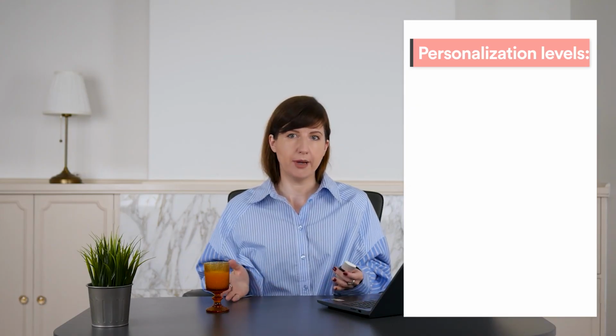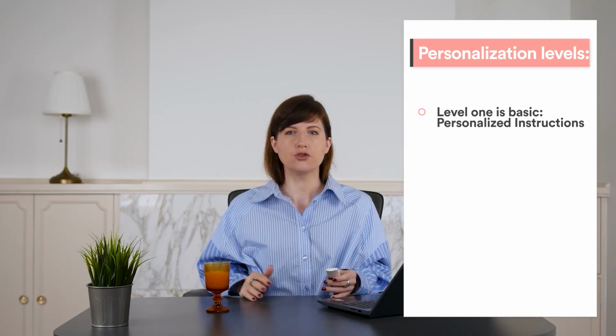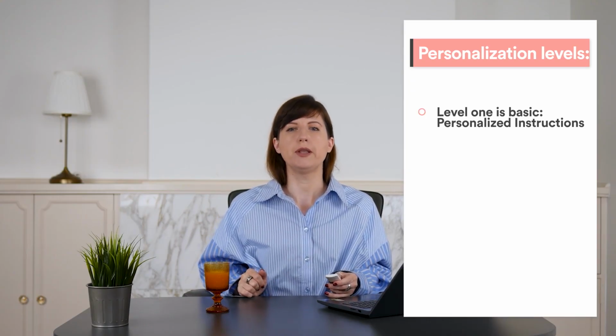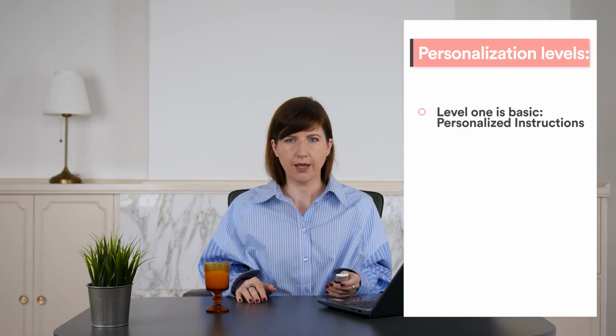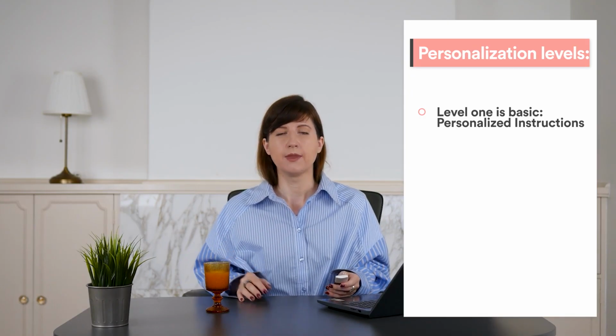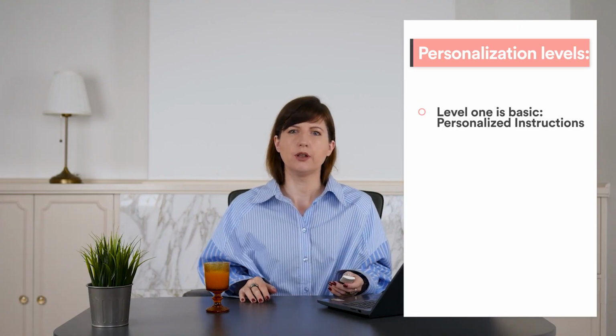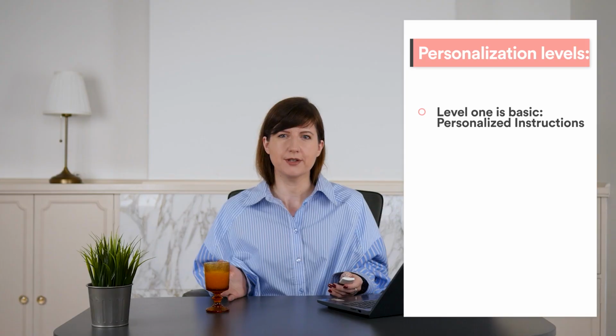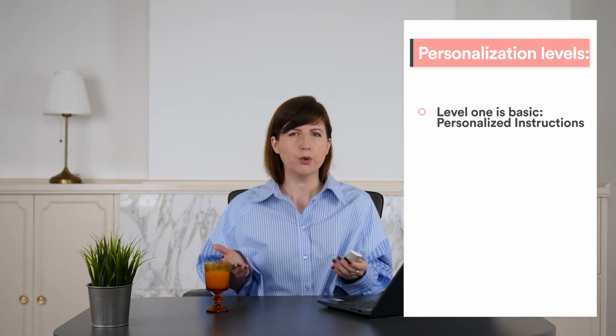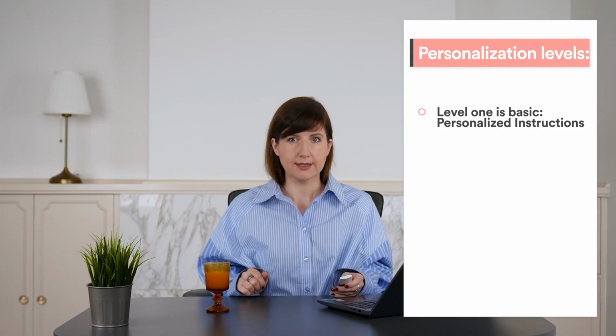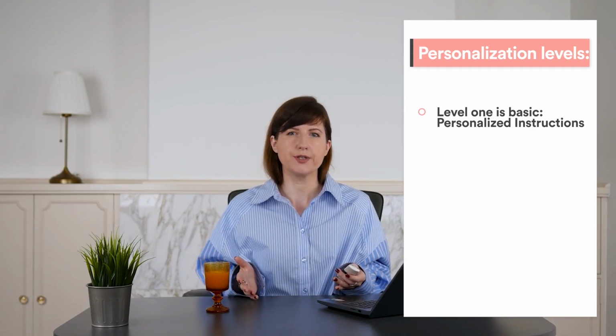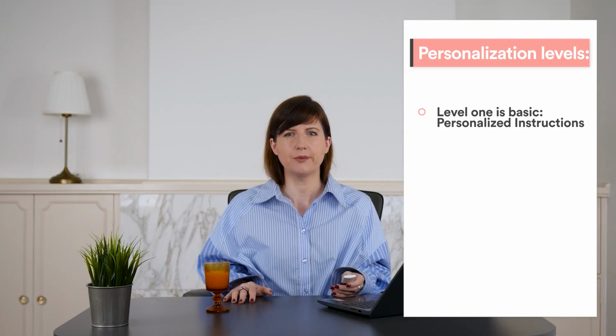Level 1 is basic, personalized instructions. You tell Gemini how you want it to behave every single time. Always be professional, always format answers as bullet points, whatever works for you. It saves you from repeating yourself in every single prompt.